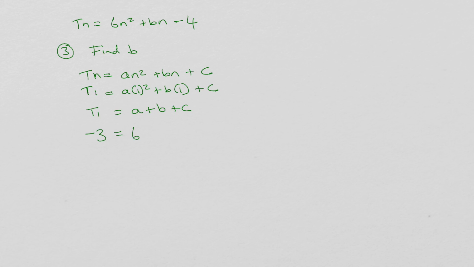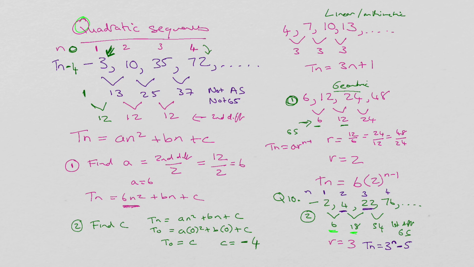We know that A is 6, we worked it out already. We're solving for B, and we know that C is minus 4, we worked it out already. So I've got minus 3, 6 minus 4 is 2 plus B, and B is equal to negative 5. So the sequence for this one is Tn is 6n squared minus 5n minus 4. And if you go back here and you take this value, the 4, and you say 4 squared times 6 minus 5 times 4 minus 4, I guarantee you'll get 72.